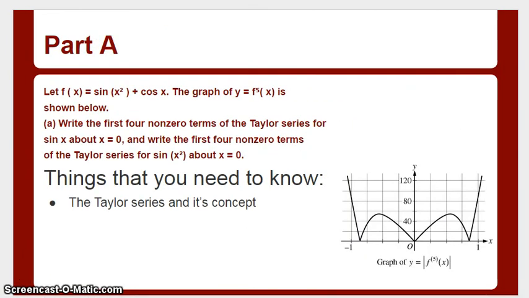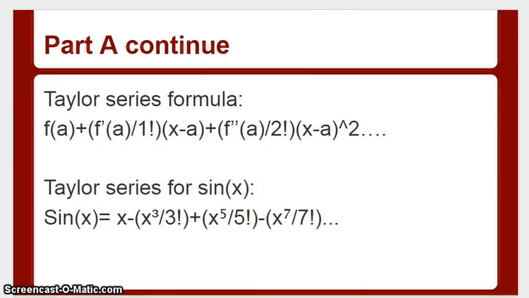Now, part A asks us to write the first four non-zero terms of the Taylor series for sine of x about x equals 0, and write the first four non-zero terms of the Taylor series for sine of x squared about x equals 0. Now, some things that you might need to know for this problem is that you need to know the Taylor series and its concepts in a way. Okay, so let's take a look at the Taylor series formula.